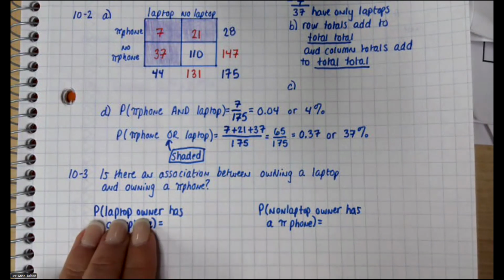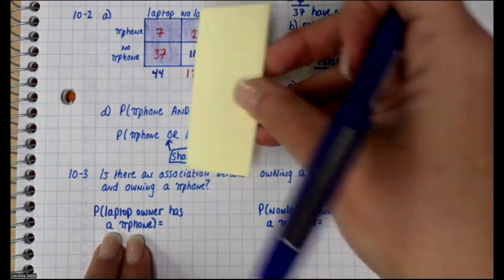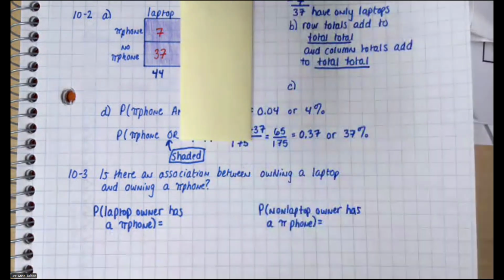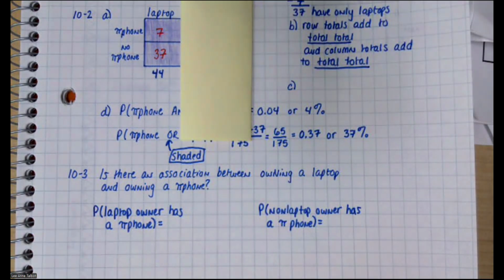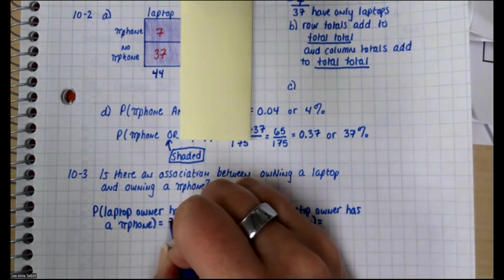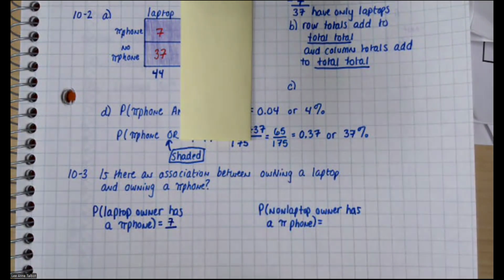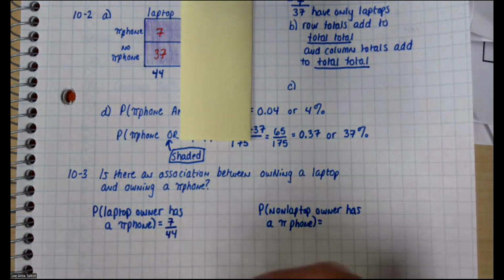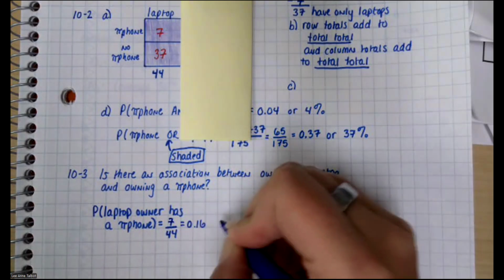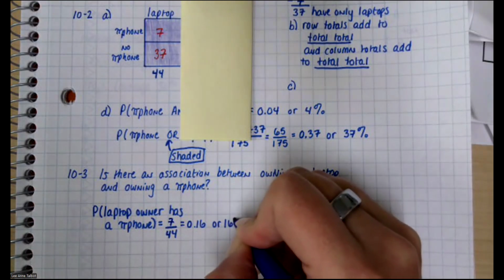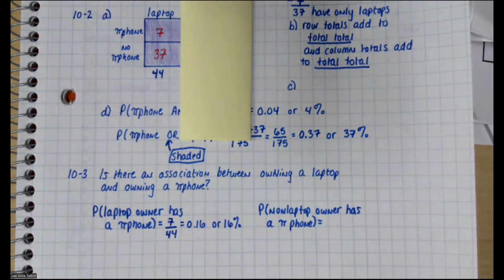And I'm going to say, okay, what's the probability a laptop owner has a Pi phone? I'm just going to limit my view of the two-way table to only laptop people. This is the column that represents people that own a laptop. Okay, how many of those people own a Pi phone? 7. And how many total people have a laptop? 44. Okay, so there's a 16% probability that somebody with a laptop owns a Pi phone.